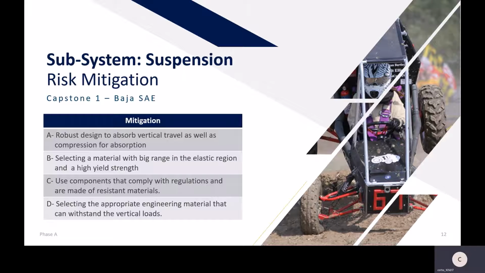The mitigations for those risks are a robust design to absorb vertical travel as well as compression for absorption. Selecting material with a big range in the elastic region and a high yield strength. Using components that comply with regulations and are made of resistant materials. And selecting the appropriate engineering material that can withstand vertical loads.